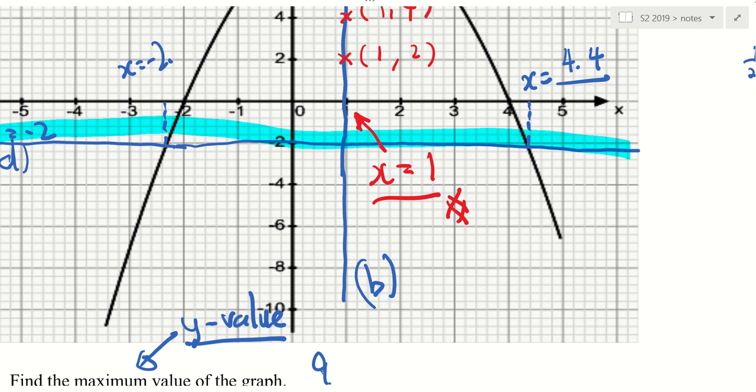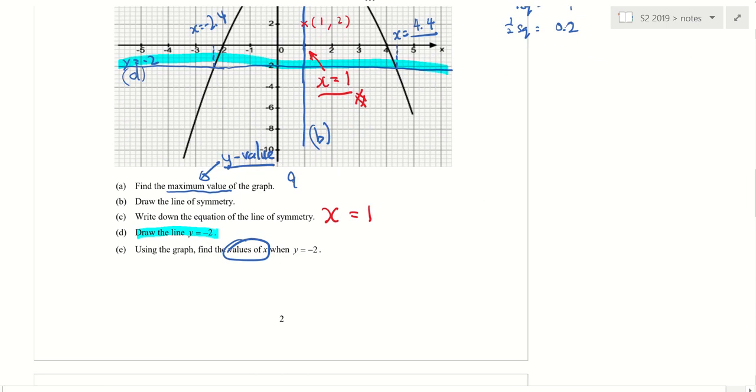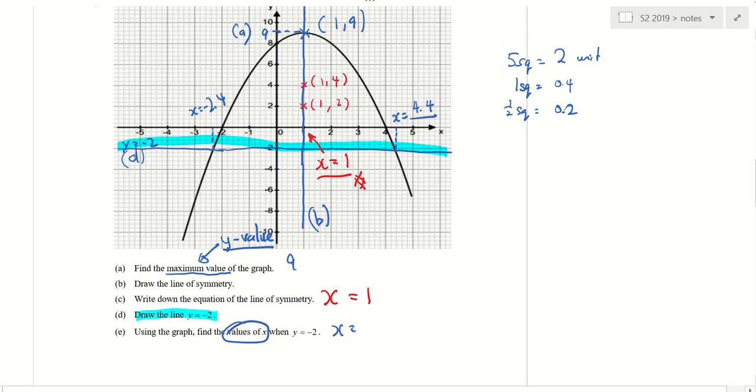You want to write 4.2 or something? Okay? How about this? 2.4, okay. Now, how do you write the answer? You will then write beside the line here. This is x equals to negative 2.4 or x equals to 4.4.